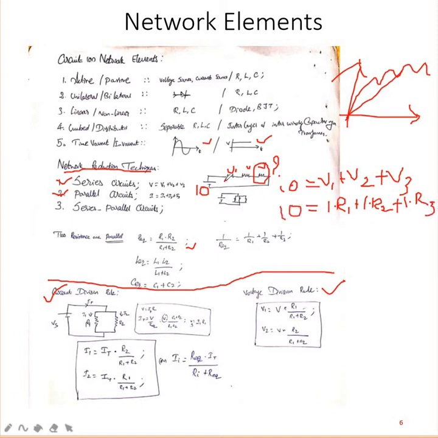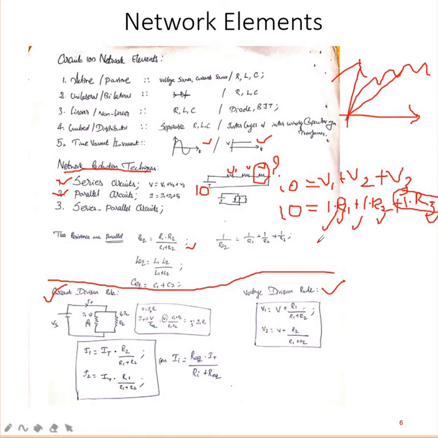So the R values, R1, R2, R3, are given. Then you need to find the I value first. After finding the I value, you can substitute it here. So in this place, you can keep only VR3. Then you are going to find out V3.